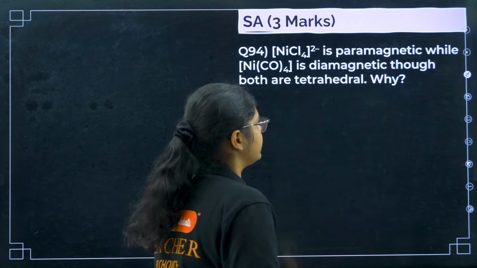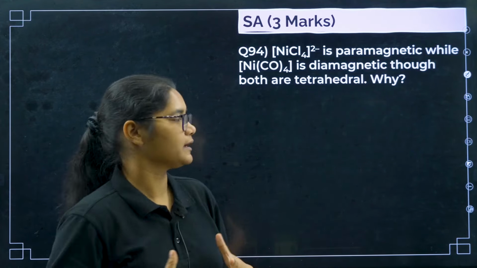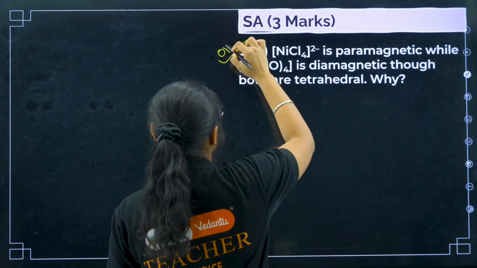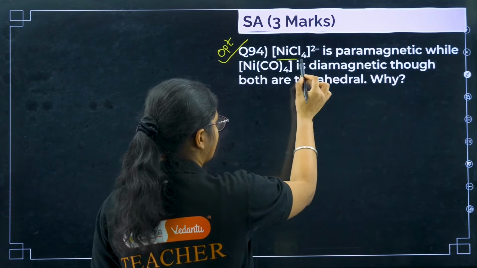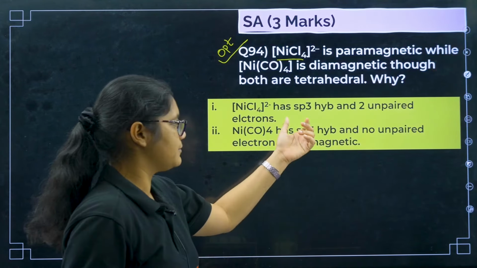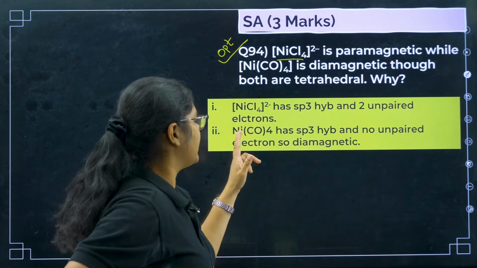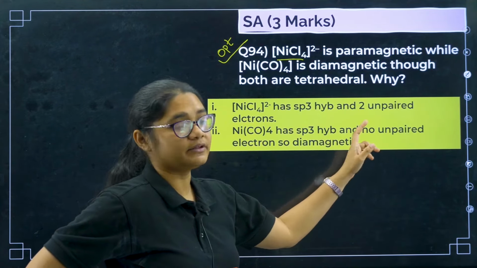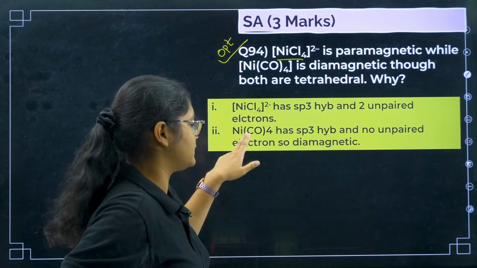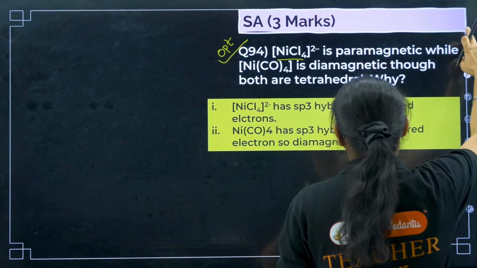Next, [NiCl4]2- is paramagnetic while Ni(CO)4 is diamagnetic, though both are tetrahedral. Why? This I will mark as an optional question. If you see, NiCl4 has sp3 hybridization and 2 unpaired electrons. Ni(CO)4 has sp3 hybridization with no unpaired electrons. So that is why this is paramagnetic and this is diamagnetic, because of the number of unpaired electrons present.